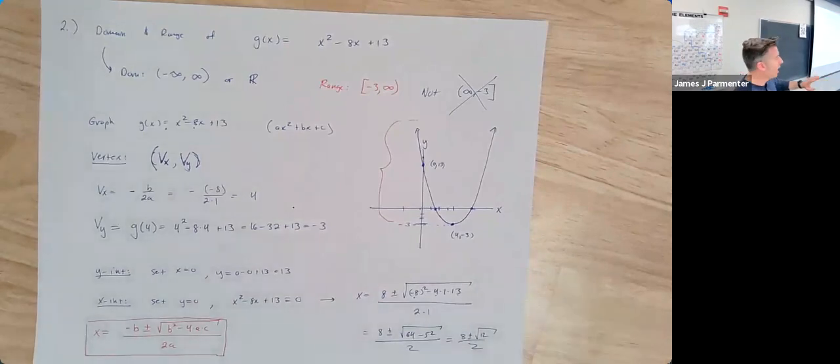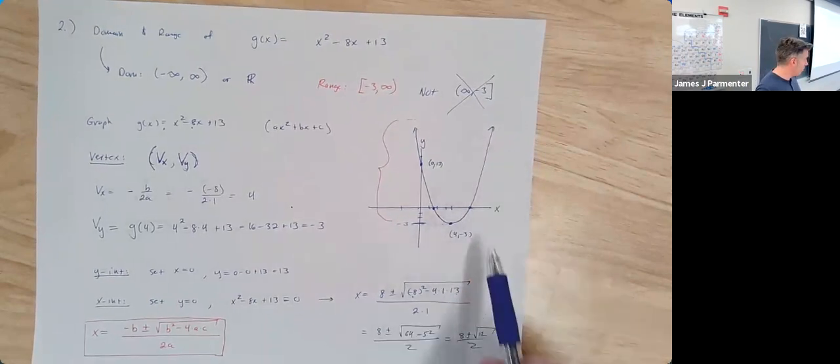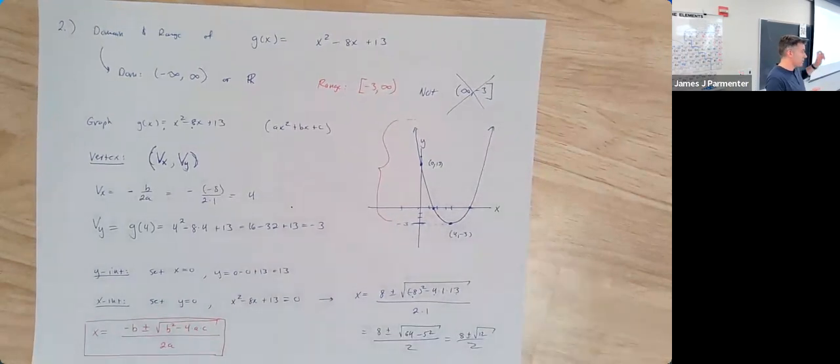A common mistake I've seen would be to say that the range was 4 to infinity, because you get the wrong point. So when we're talking about the range, you need to look at the second coordinate, which is the y coordinate. Talking about domain, we're looking at the first coordinate, which is the x coordinate.